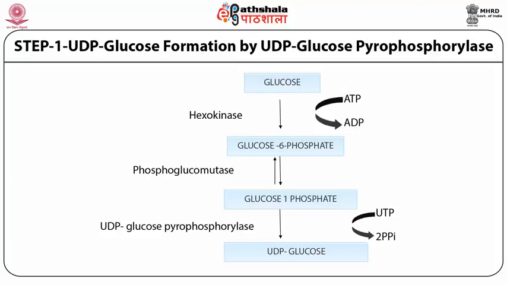Looking at the reaction, glucose is converted to UDP-glucose through three reactions catalyzed by hexokinase, phosphoglucomutase, and UDP-glucose pyrophosphorylase successively. At the first step, ATP is converted into ADP, and in the last step, UTP is converted into UDP, releasing two pyrophosphate molecules.